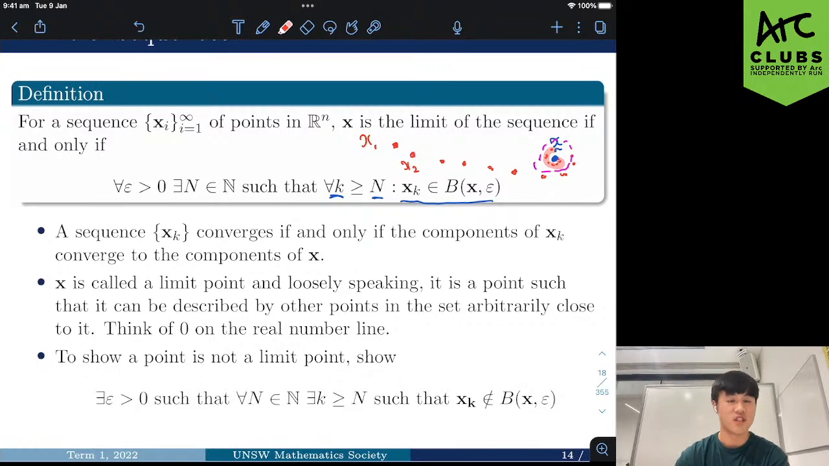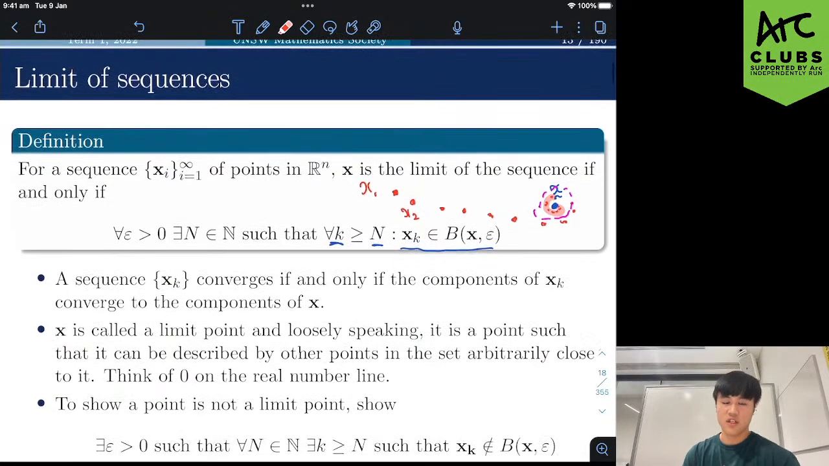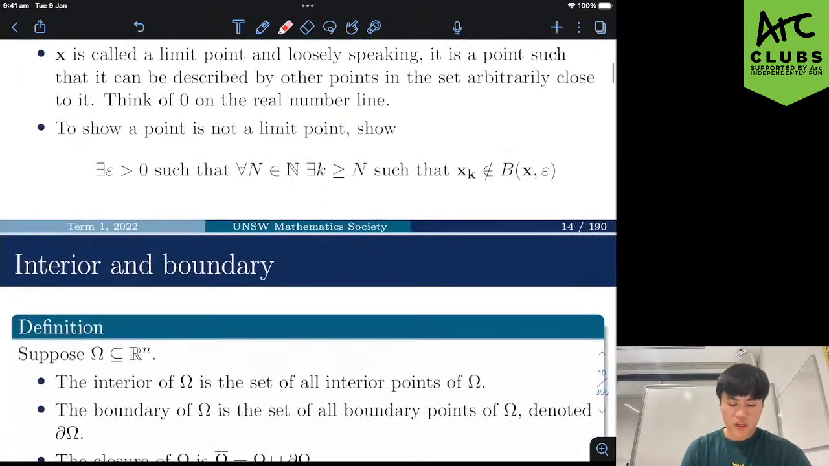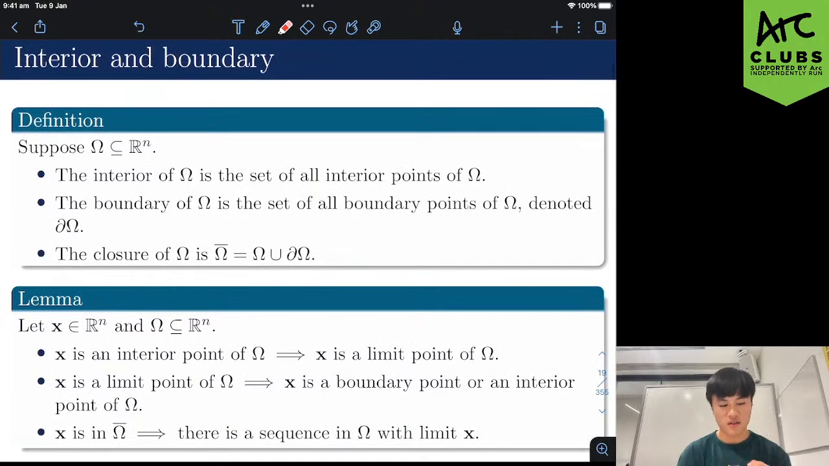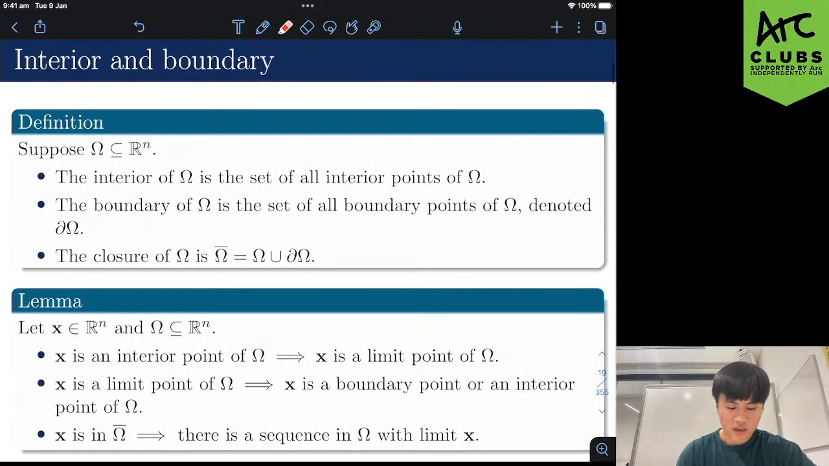Once again, we just have a bit more definitions here. It does lead pretty easily from the definition. So looking at the next section, here we're going to look at the interior and boundary. And this is more just, once again, notation. So the interior of omega is the set of all interior points, and the boundary of omega is the set of all boundary points of omega, and that's denoted by this. Finally, the closure, which is denoted like such, is the union of the interior points with the boundaries.